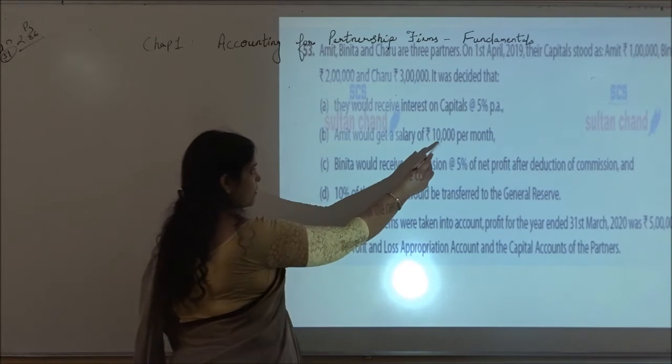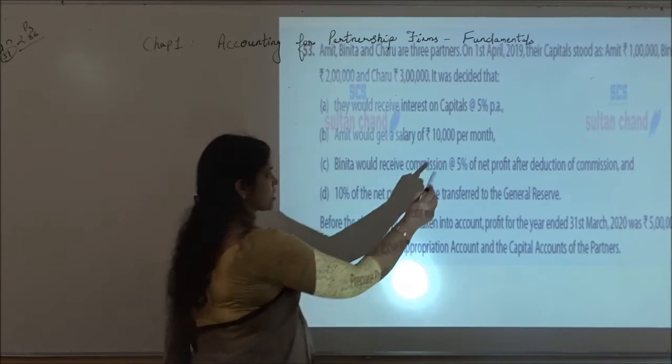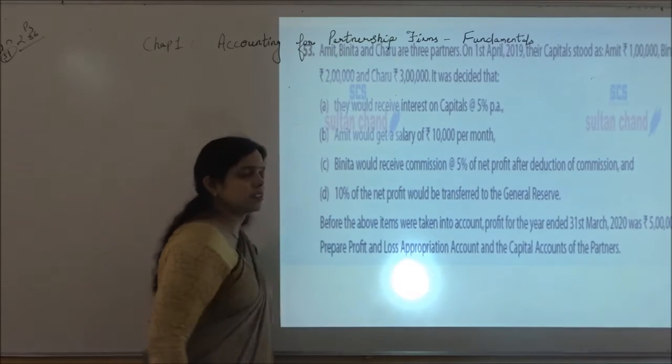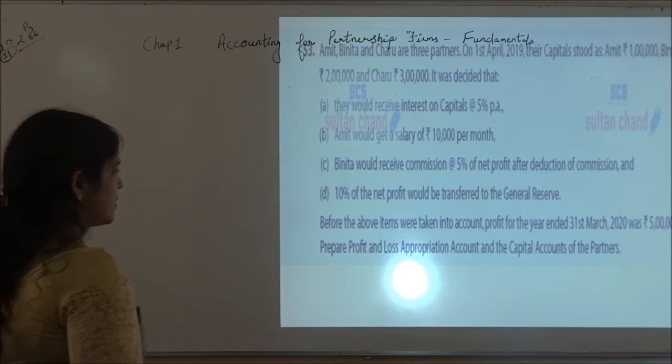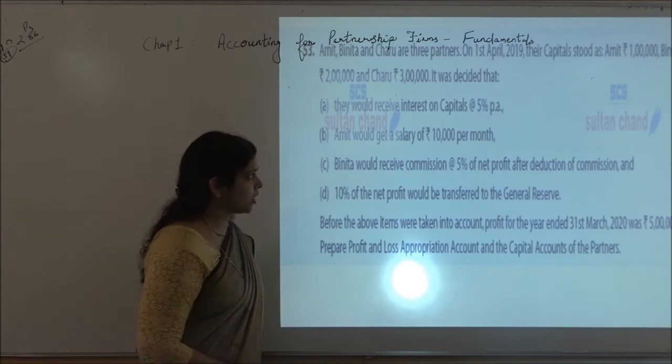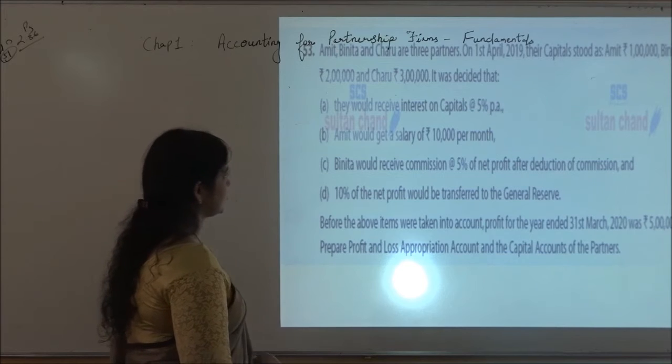Now this I was telling in the previous question. See here, this thing is very important. Per month. In the previous question it was annual. If it is per quarter, you have to multiply by 4. Here you will multiply by 12.